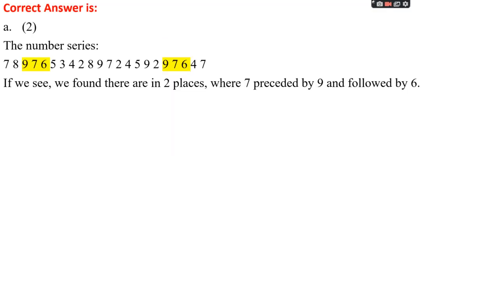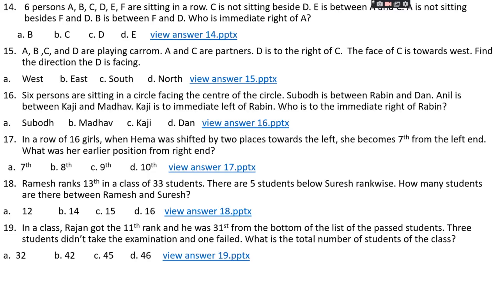A, that is 2. If we see the number series carefully, we find that there are two places where the 7 is preceded by 9 and followed by 6. So the right answer is 2, option A.